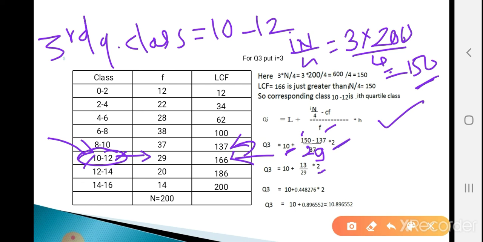Now Q3 is equal to 10 plus (150 minus 137, that is 13) divided by 29, that is the frequency, multiplied by 2. So 13 divided by 29 is 0.448276, multiplied by 2 is 0.896552. So 10 plus 0.896552 is equal to 10.896552. So this is the value of Q3.